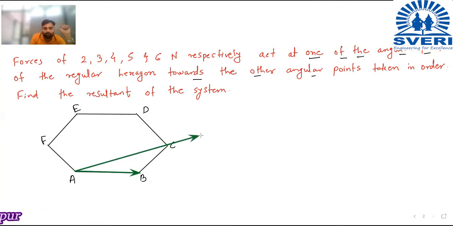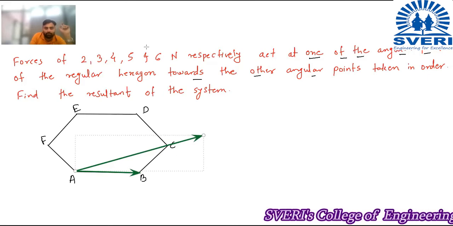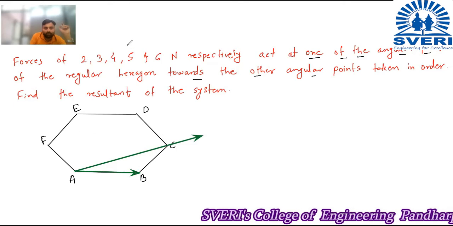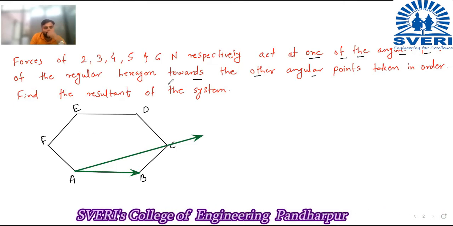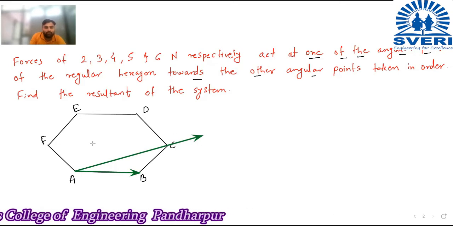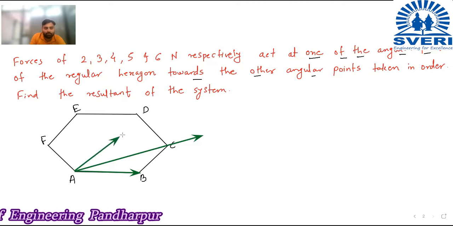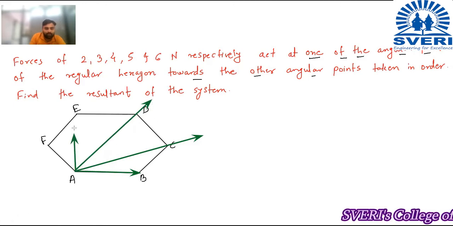You can show the force in this way also. Okay, in this way also you can extend the force. There is no problem. So here next force is this C. Then again from point A, next point is D. So this is my fourth force. This is a 4 kilonewton. Then again next force is this one E.